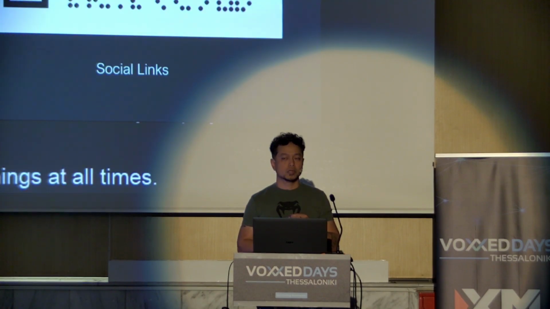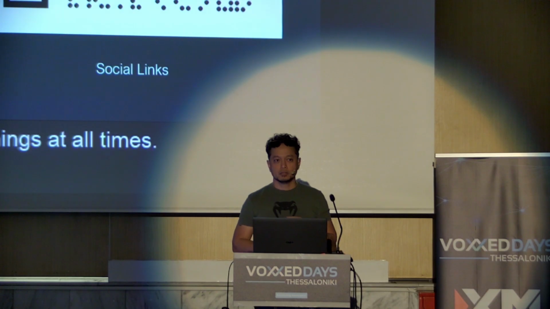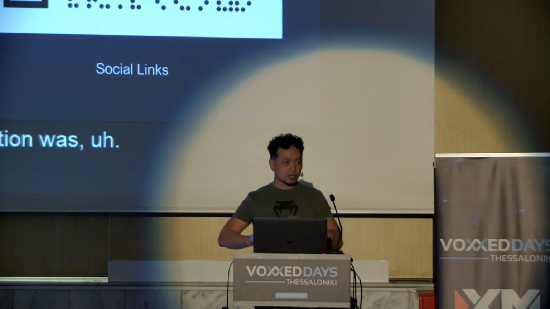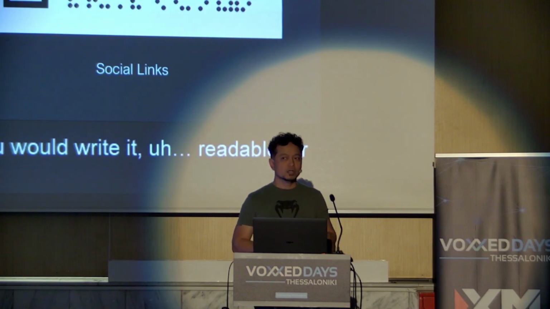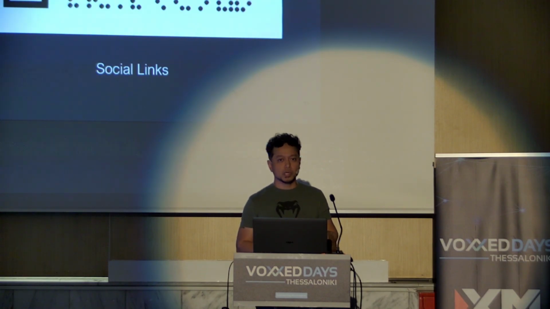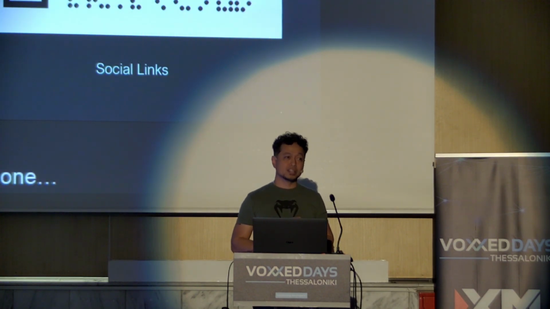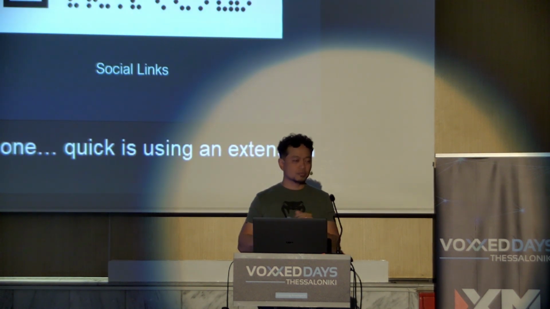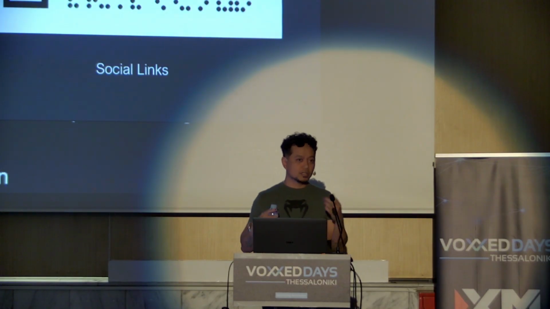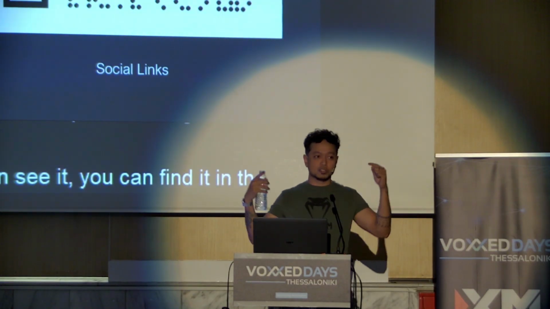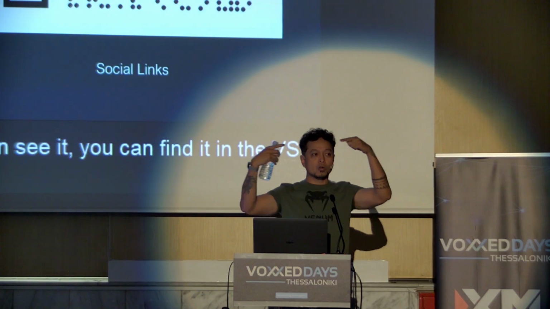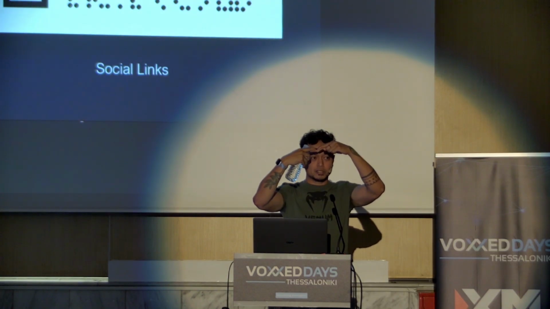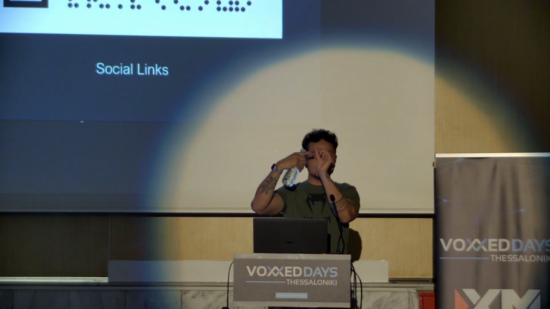Yeah, that's a good question. So the question was how to make it readable, right? How you would write it so it's readable for developers. There are many ways of doing it. One quick way I could think of is using an extension in VS Code that contracts the Tailwind CSS. You can find it in the VS Code extensions. It will contract all the Tailwind utility classes into just a Tailwind symbol.